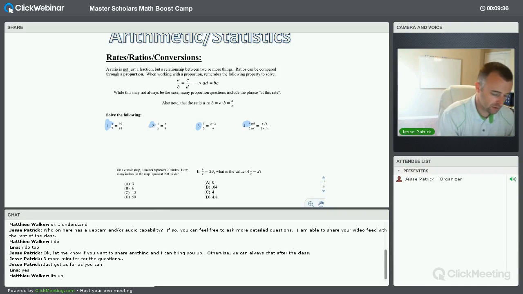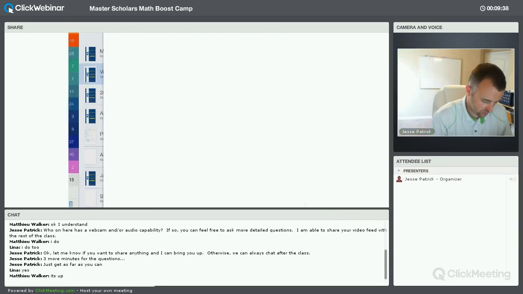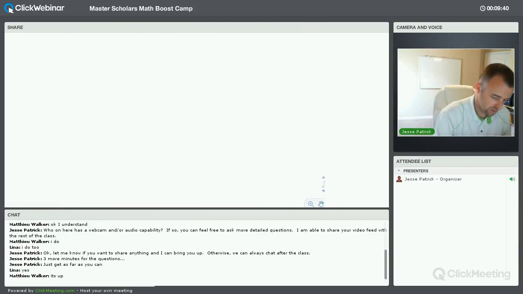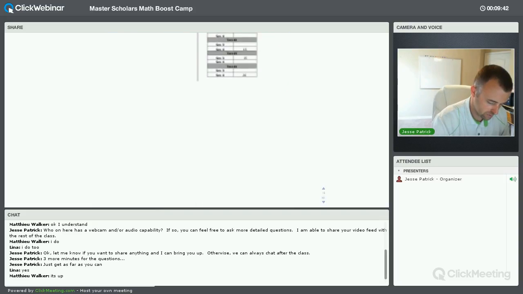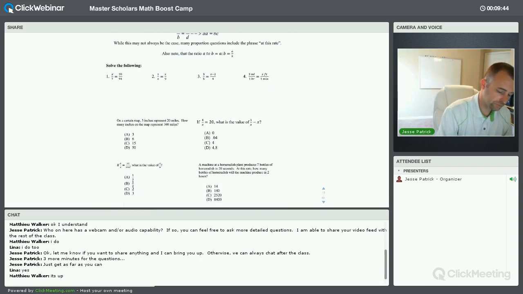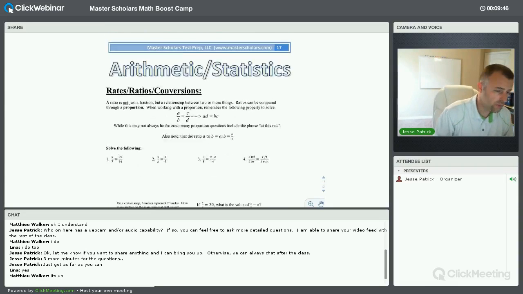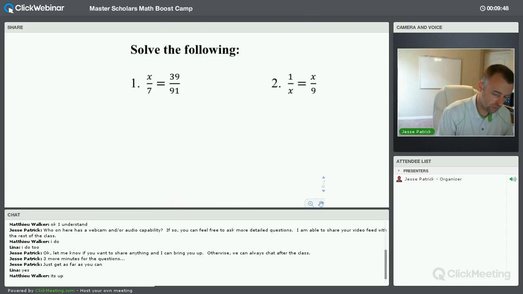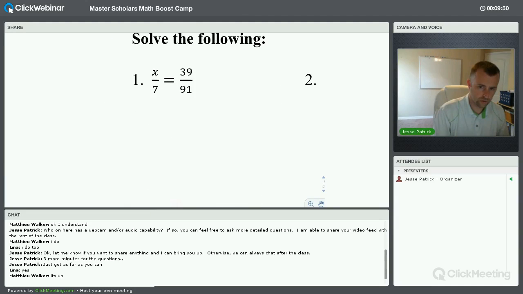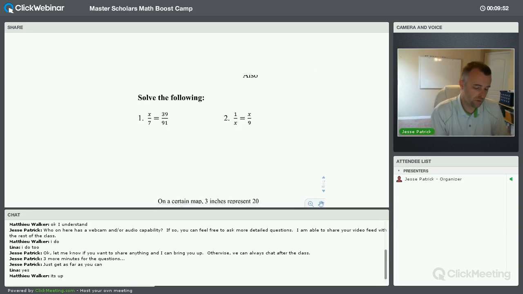Now, a couple of these might be fairly simple, and actually I need to scroll back to my other one that's blank. There we go. So right now I'm on page 17. I'm going to do number 1. And I'm just going to walk through these real quick to understand how to solve proportions.